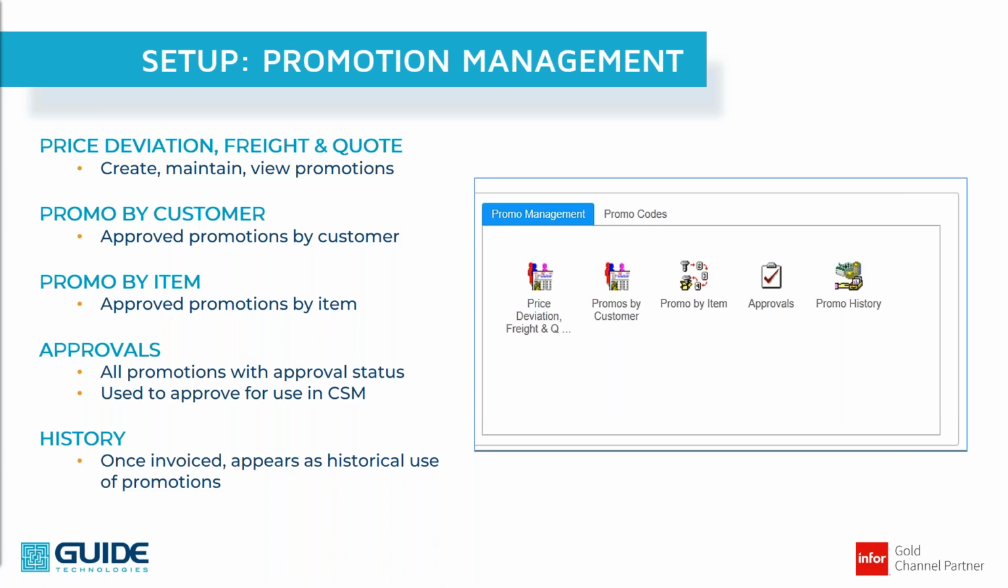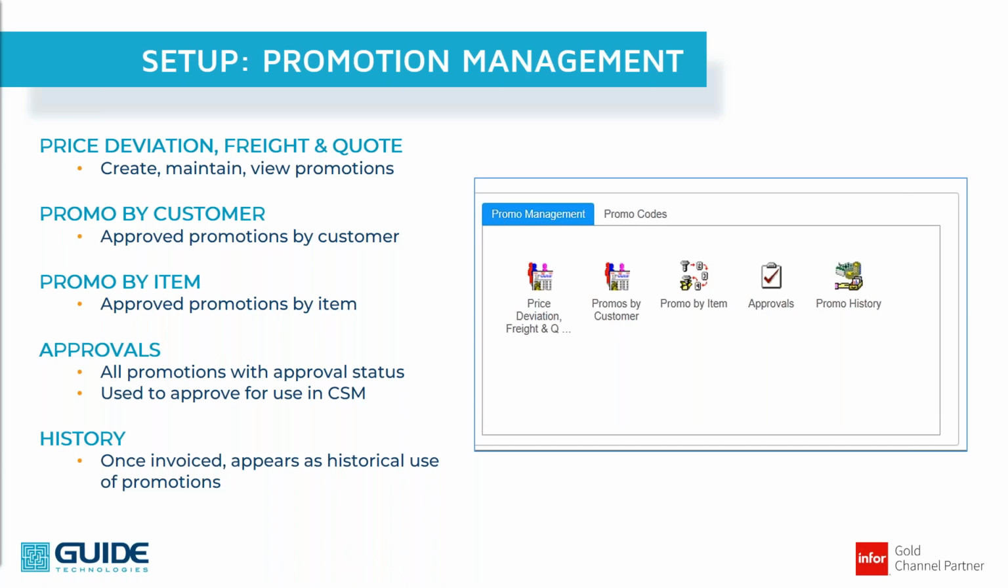We have one customer who is actually the customer that helped us originate this, that created probably about 6 different workspaces just over the promotions object. So you can definitely take this one step further than what we're showing. But at its base level, we're going to have price deviation, freight, and quote. This is our promo object. And again, you can rename it if you would like to call it something else. We actually call it price deviations, but more commonly known as promotions. This is where you're going to create, maintain, and view all of your promotions.